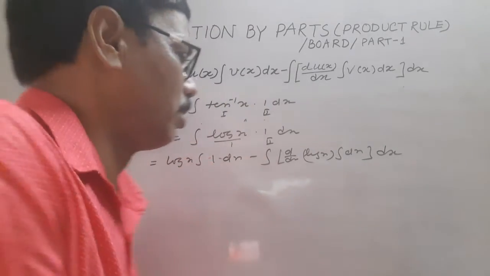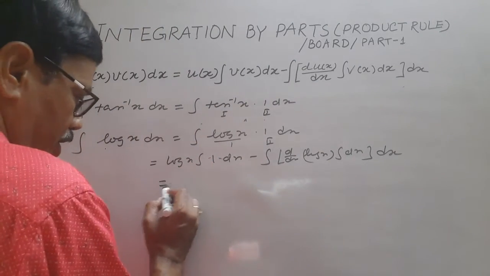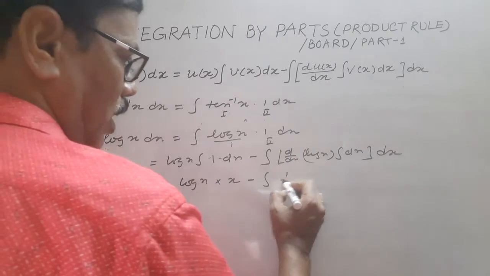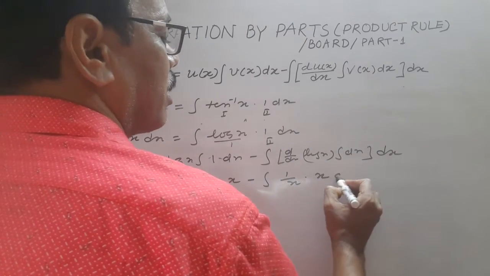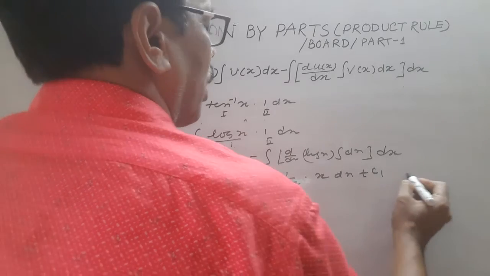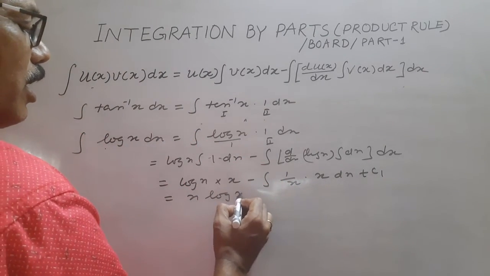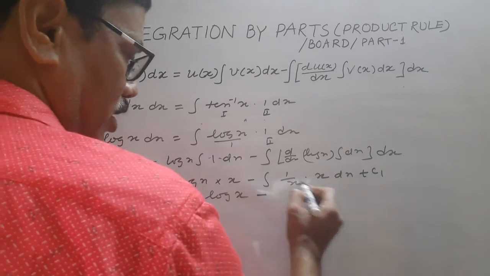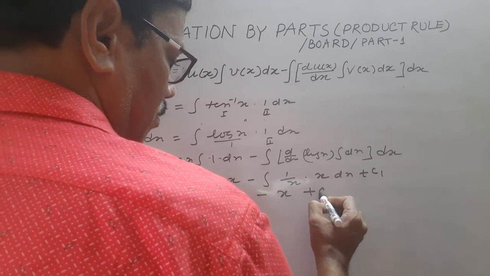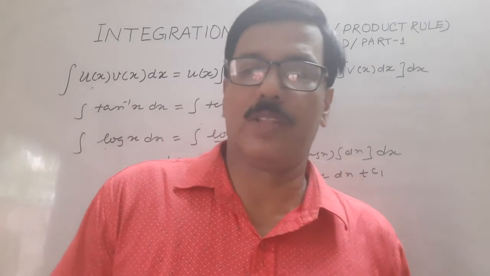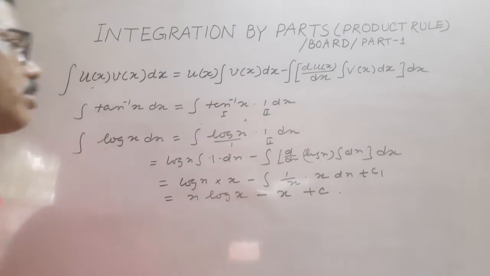Now look, this is log x and this is x, minus 1 by x into x dx plus c1. So at first you write x log x, minus integral of 1, so that is x, plus c. So this is our third observation.